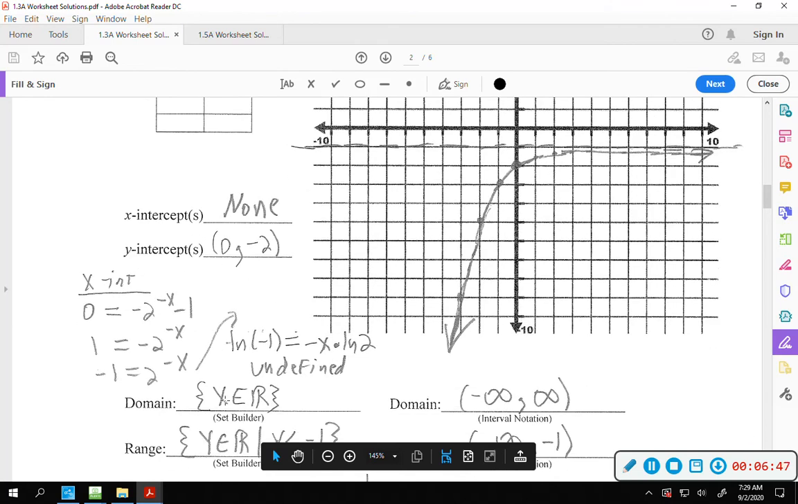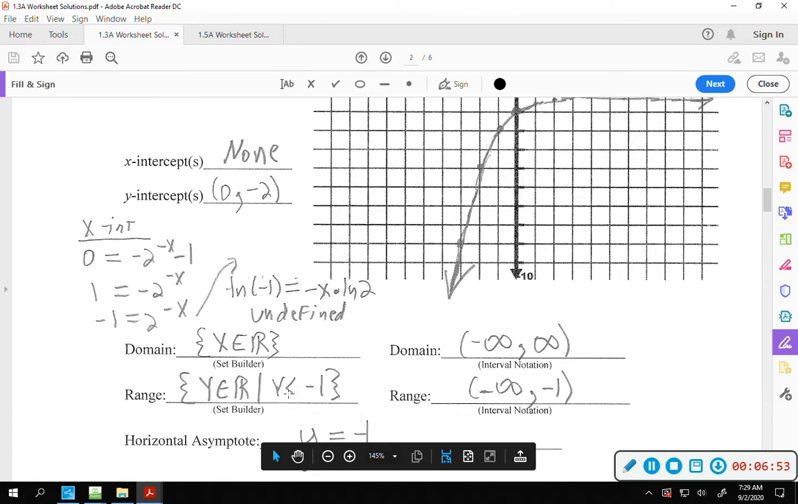So, domain, again, is all real numbers. We can plug anything in for x. There it is in interval notation. The range, this time y is less than negative 1 because of that negative coefficient that was put out front of that exponential function. It reflects it in the x-axis. Here's how it's written in interval notation. Remember, always parentheses on infinity and negative infinity. It's a parentheses here because it never hits that horizontal asymptote.